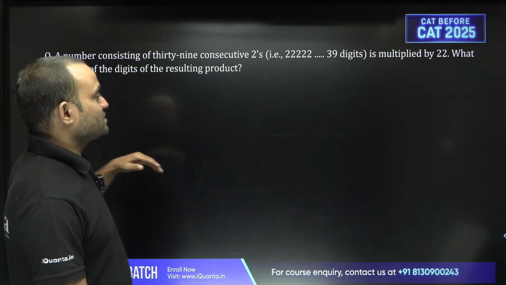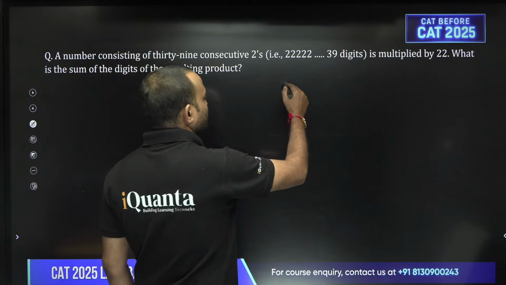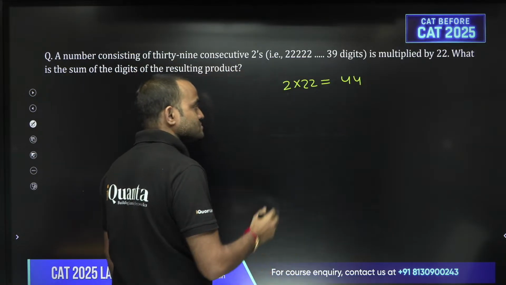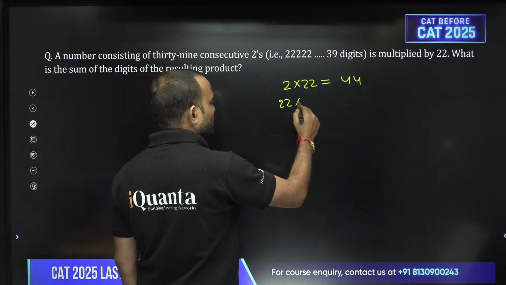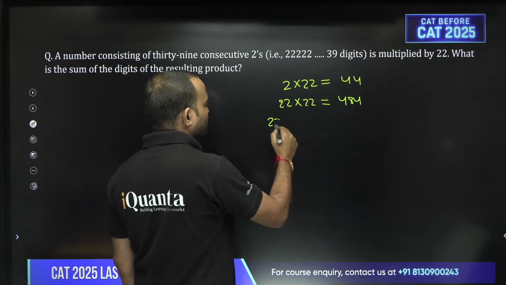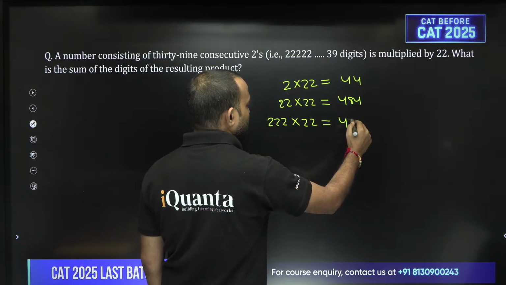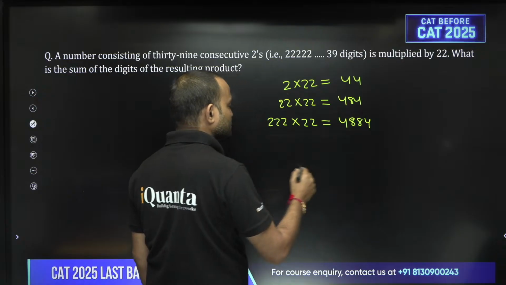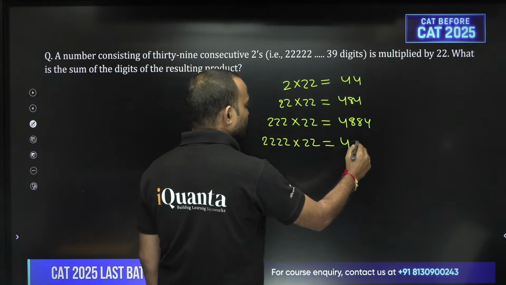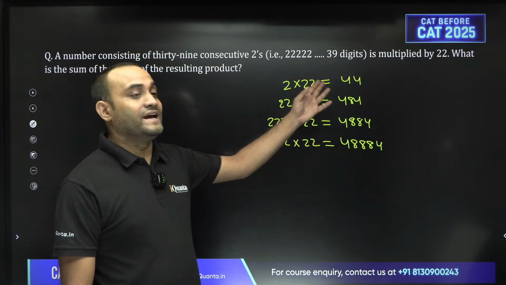In this question, don't use too much brain; in this type of question, you have to directly check the pattern. If you take 2 into 22, this will be equal to 44. If you take 22 into 22, this will be equal to 484. If you take 222 into 22, it will be 4884. Then 2222 into 22 will be equal to 48884. So each time one 8 will increase.